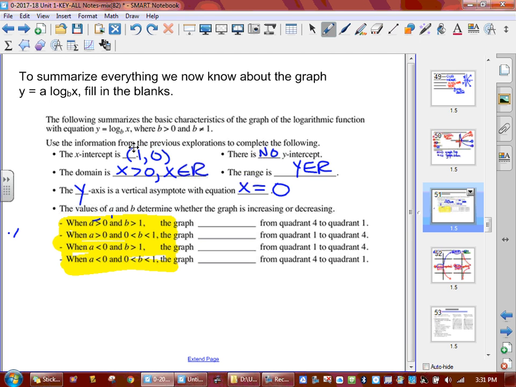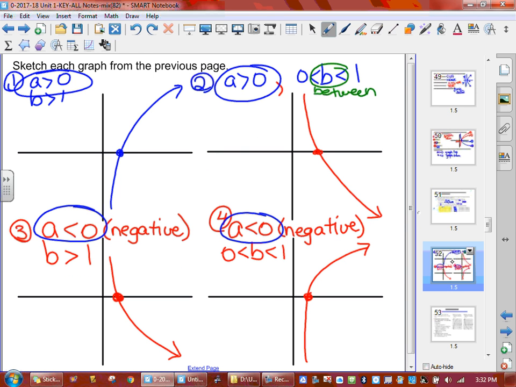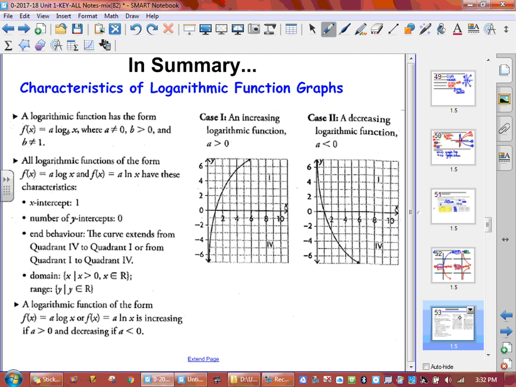Now, switching gears, this is our summary page of basically what happens with our graphs. Okay? Now, if b is greater than 0, but it's not equal to 1, so basically, your b value is greater than 1. This is b greater than 1. Then the a value affects up or down. But if the b value is between 0 and 1, the a values are going to be opposite.